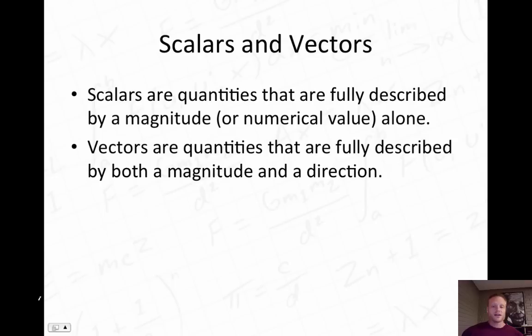A vector is a quantity that describes both a magnitude, a numerical value, and a direction. To make a vector out of speed, we call that velocity, and that has a direction associated with it. So I could be saying I'm traveling 30 miles per hour east, and now that's considered a vector. Two different terms, scalars and vectors.